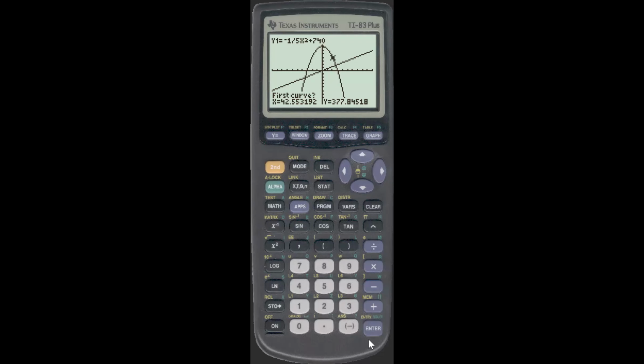What do I do now? Did you hit enter? Yeah. Okay, it should say second curve now. Do you see that? Yeah. And then it actually jumped to the second curve, and it's actually pretty close to the intersection point. So you can actually just hit enter.